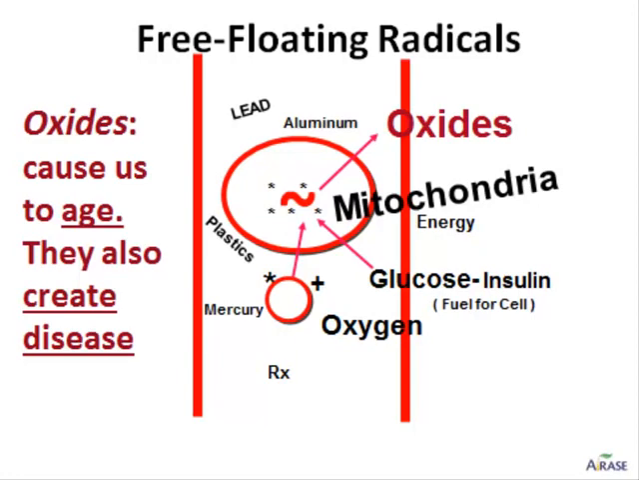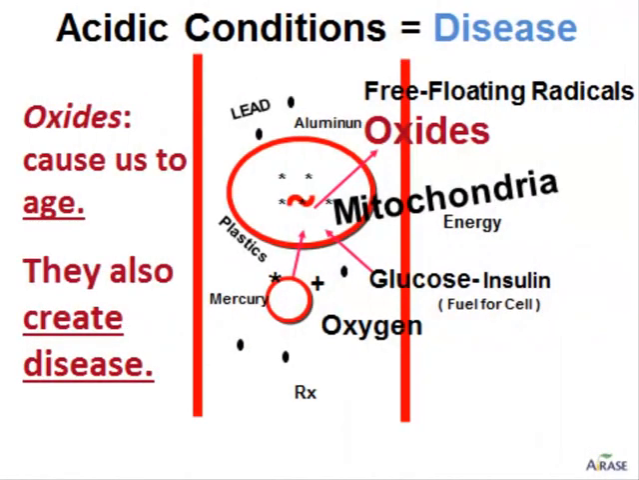As the concentration of these radicals builds up in our bloodstream, our blood becomes more acidic. The more acidic your blood becomes, the more susceptible you become to disease. The body has many mechanisms to protect itself. When your blood becomes acidic, the cell responds by producing a thicker membrane to protect itself.